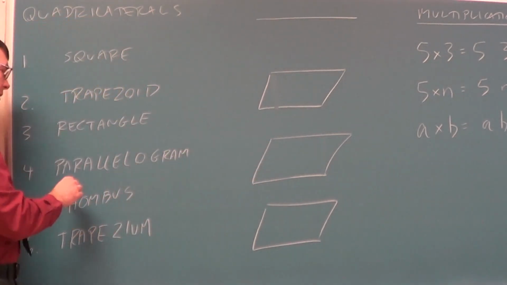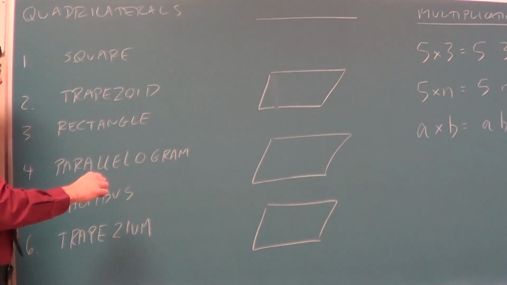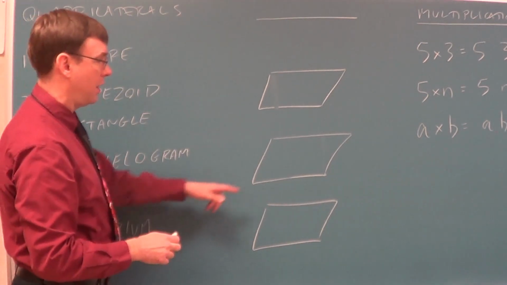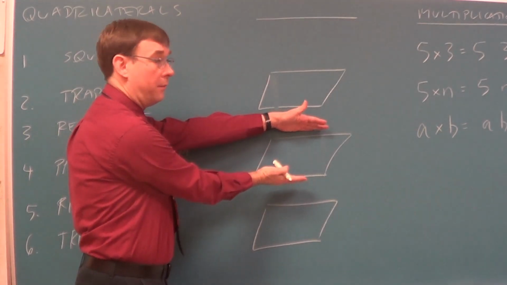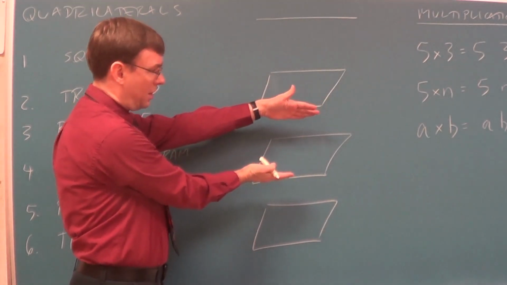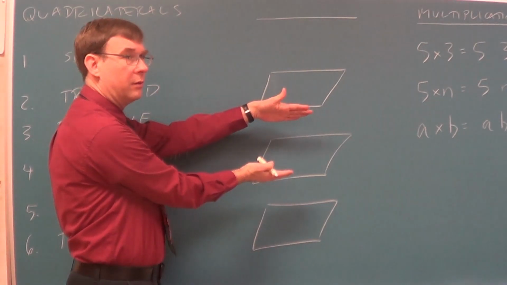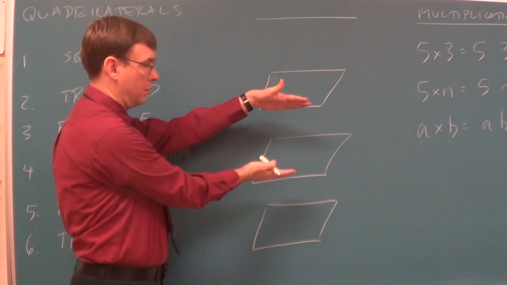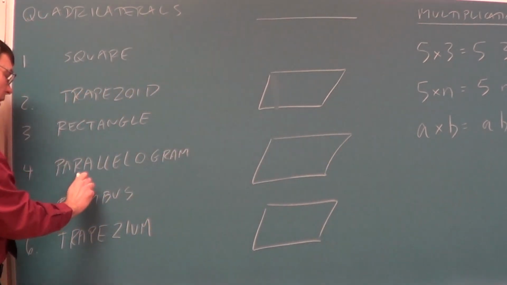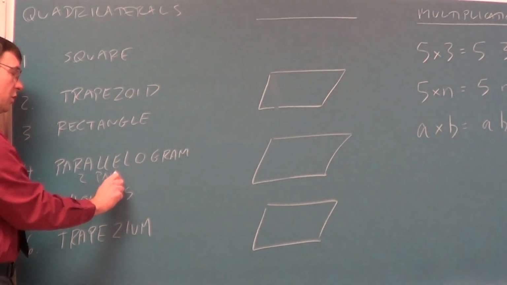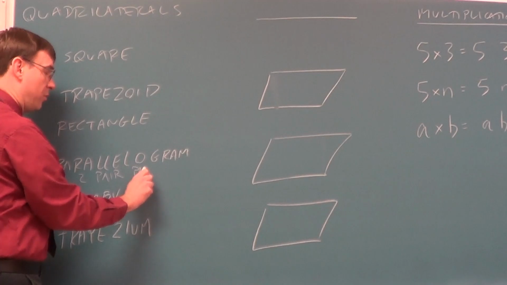So the most important word for this is going to be parallel. So if we look to this, the top and bottom are parallel. What else is going on with parallel? The side. The right and left side are parallel. So to be a parallelogram, you need two pair of parallel sides.